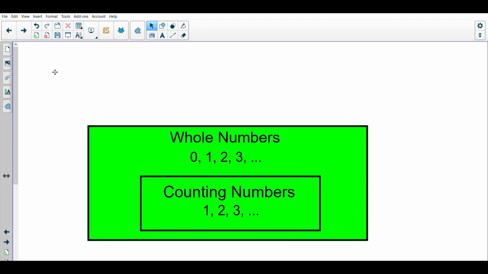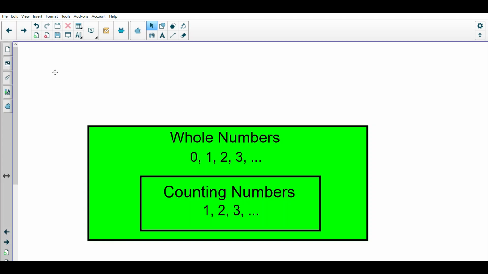Another name for counting numbers you'll hear is natural numbers, and the name counting numbers tells you what they are. It's where you started with numbers when you were younger: 1, 2, 3, 4, 5, 6, and so on.